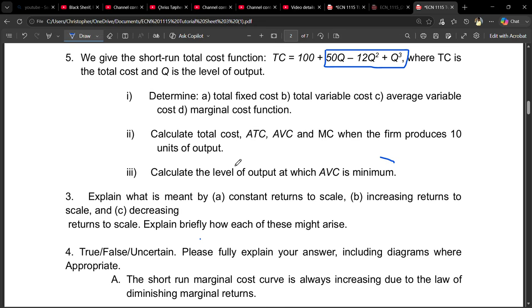Or since they've said calculate the level of output, you are trying to find the value of q here. The value of q at which AVC is at its minimum. So what you can do here is use the minimum and the maximum formula for mathematics. So you can say x is equal to negative b over 2a. So x is going to be negative negative 12. Negative outside is to be positive, like that. Okay, sorry, just a minute. Okay, to be 12, like that.